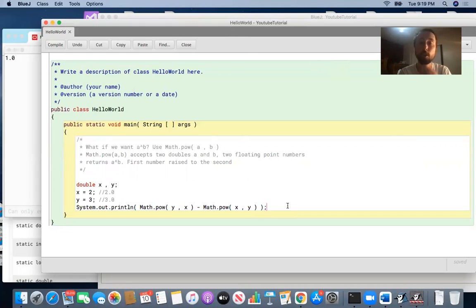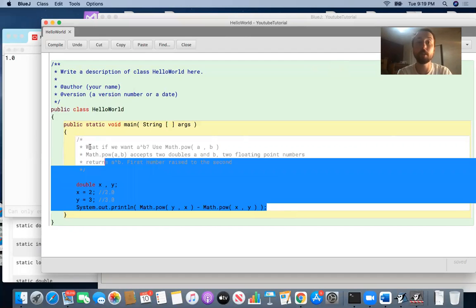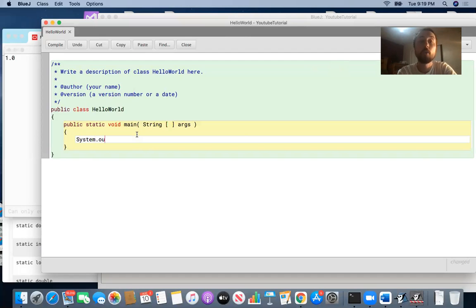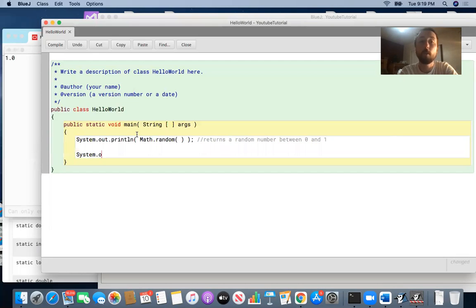Another method that you should be familiar with is the random method. So Math.random returns a random number between 0 and 1. So what if you want a random number between a and a plus 1? So if you do a plus Math.random, this would be between a and a plus 1. It's just adding 1 onto it.